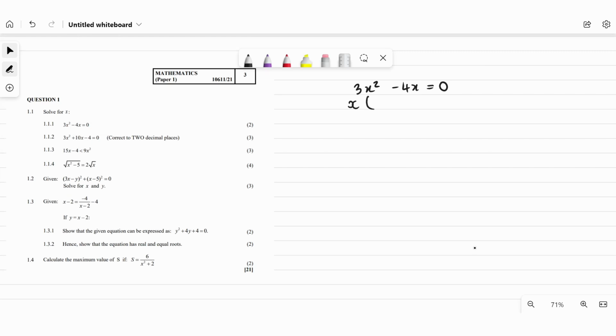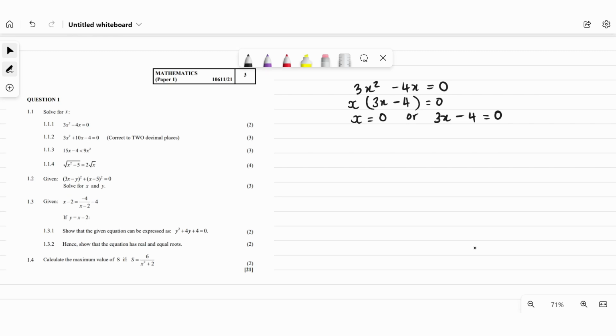Then you're going to open a bracket. Inside, you're going to have 3x, then here you're going to have minus 4. Then close the bracket. Equate the x to 0. So it's going to be x is equal to 0, or 3x minus 4 is equal to 0.